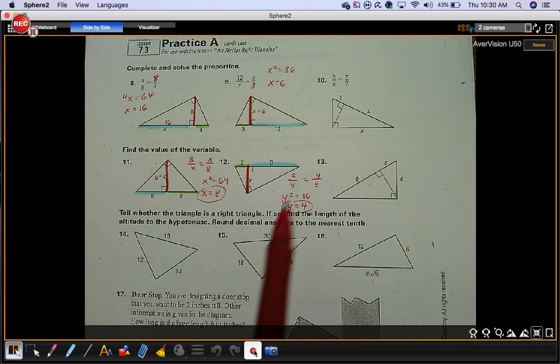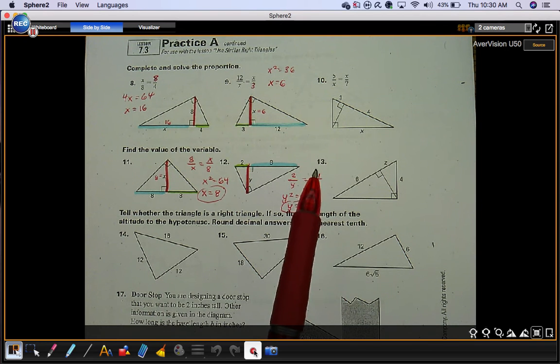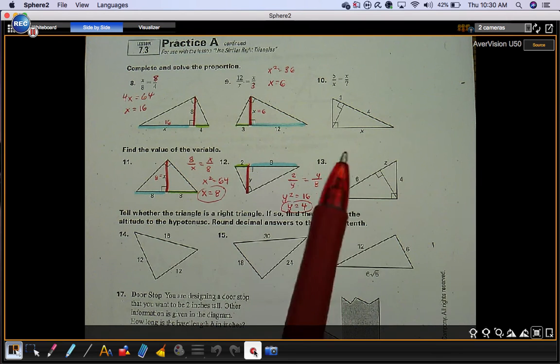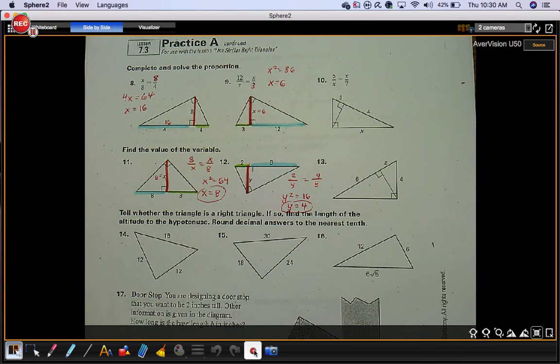To say for section 7.3, we're going to do numbers 10 and 13. They use a different geometric mean theorem, similar to this, but a little bit different. The geometric mean theorem that's needed for these would be the one that uses the leg.